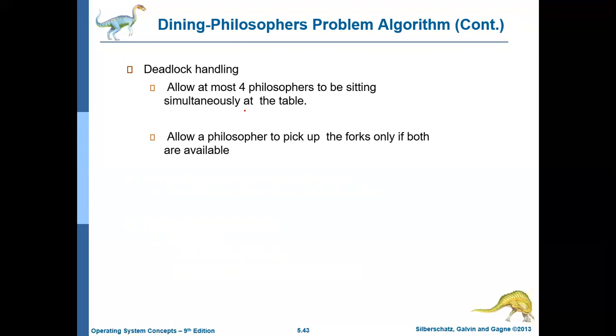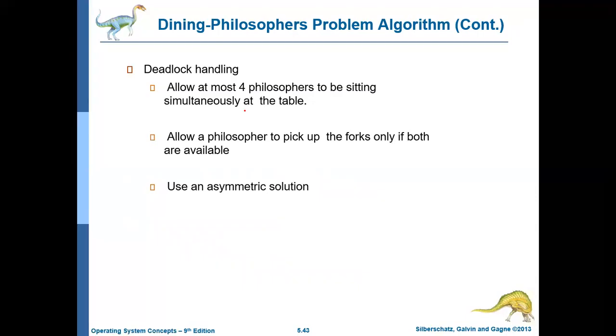And the third solution is an asymmetric solution, which means that the philosophers who are placed at even locations should take their left chopstick first and then the right chopstick, and the philosophers who are placed at odd locations should take the right chopstick first, and then the left chopstick. If that is done, this deadlock can also be avoided. So these are the three solutions to avoid the deadlock for the dining philosophers problem.